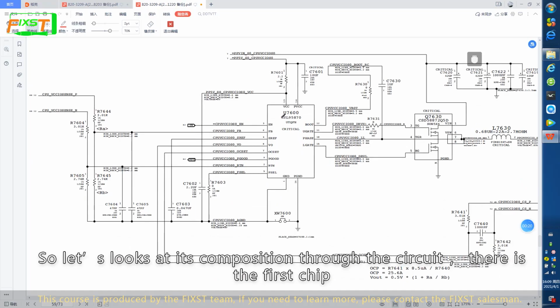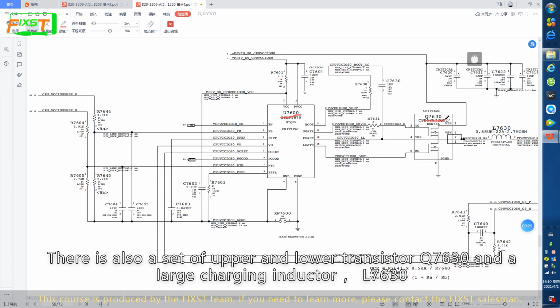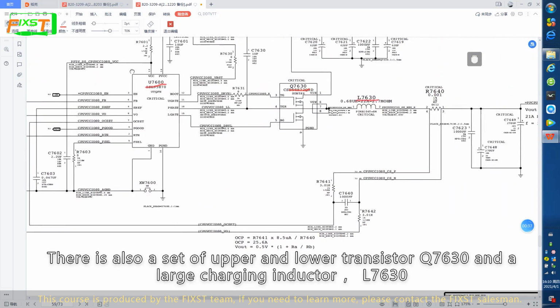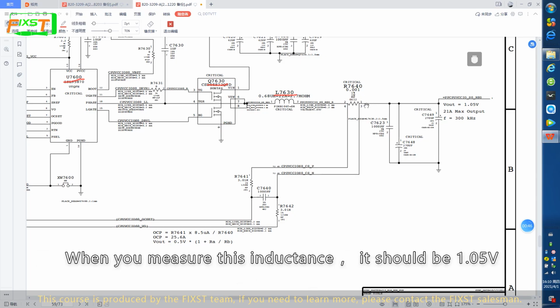There is the first chip, the main power supply of the bridge and auxiliary power supply chip U7600 of the CPU. There is also a set of upper and lower transistor Q7630 and a large charging inductor L7630. Then there is a precision resistor R7640 here, which generates this volt. When you measure this inductance, it should be 1.05 volts.